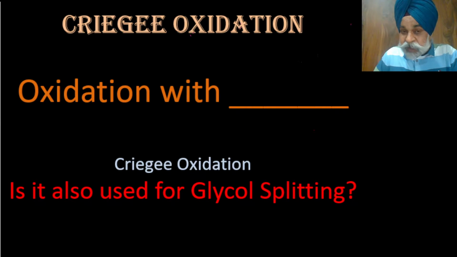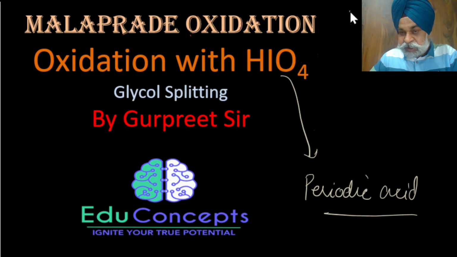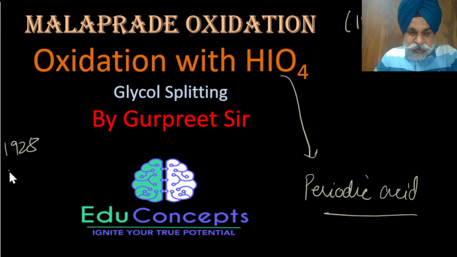Along with it, I ask you at the very start of this session, do you know anything about Criegee oxidation? Many of you might know the reagent, but might not know the name of this. This particular oxidation came into existence in 1931, and as a matter of fact, Malaprade oxidation started in 1928 and got the endorsement in 1934. This is what you always have to remember, that it is always good to have a bit of discussion on the historical background also.